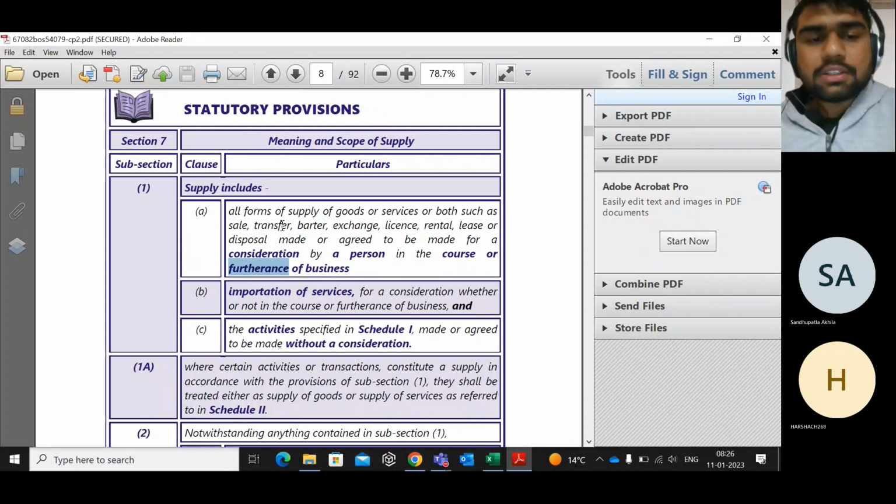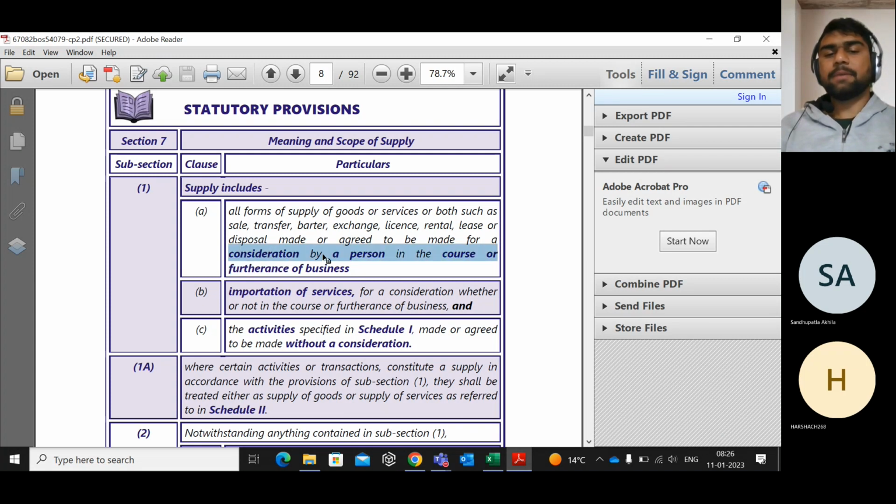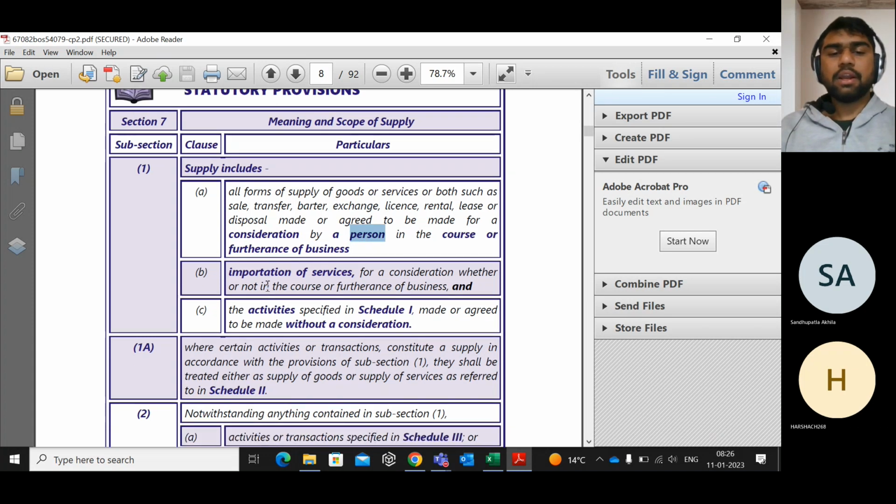Okay. Supply includes all forms of supply of goods or services or both, such as sale, transfer, barter, exchange, license, rental, lease, or disposal, made or agreed to be made. Agreed to be made means that takes place in future for a consideration. Consideration is the main important thing, by a person, and it should be in the course or furtherance of business.